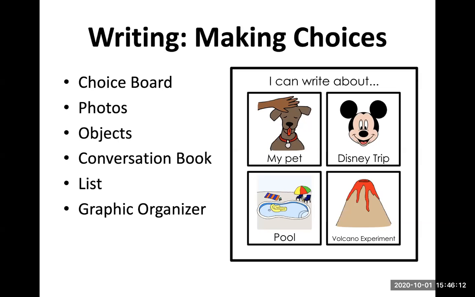You can also use photos as choices, showing them a couple of photos or objects. You can use a conversation book, which I've done language links on creating in the past. That's just creating a compilation of memories that the child can write about. You can write a list and let them choose something to write about from the list. And you can also create a graphic organizer with different choices of what they can write about. I'm going to show you examples of graphic organizers very soon.